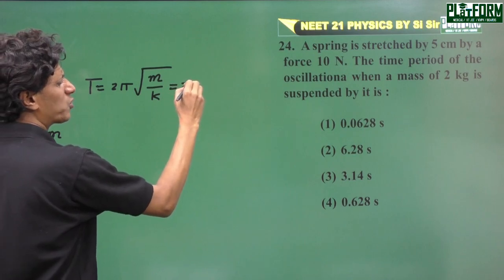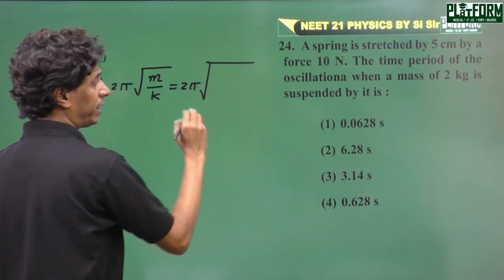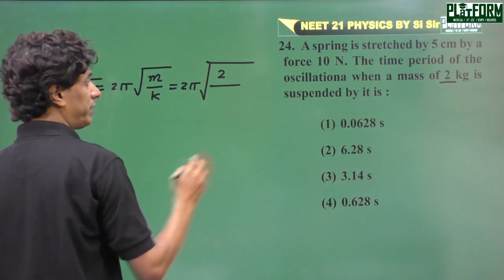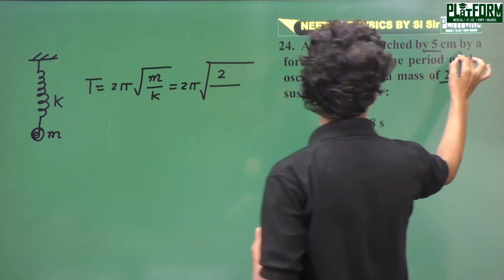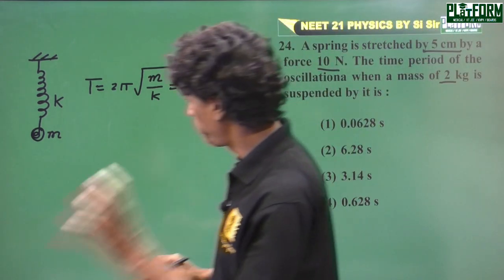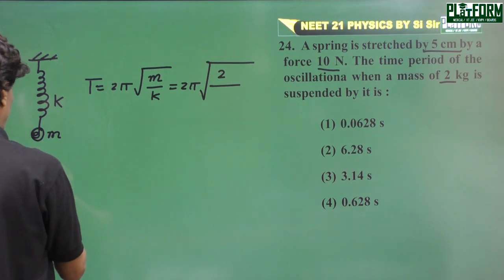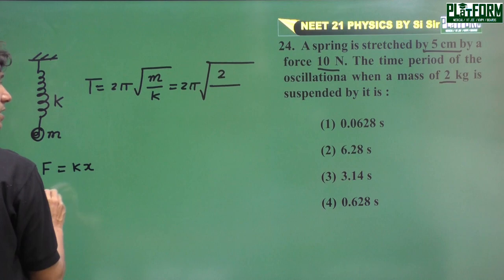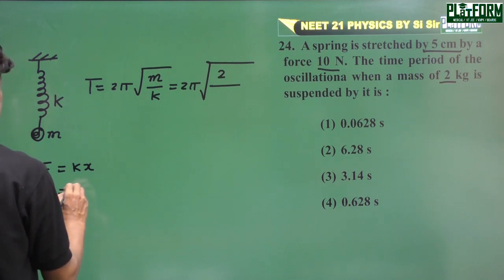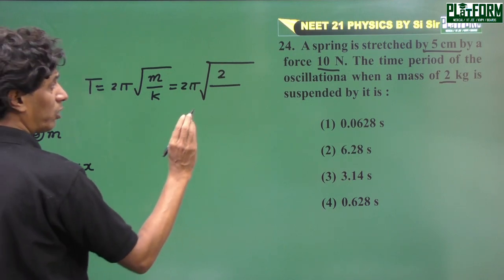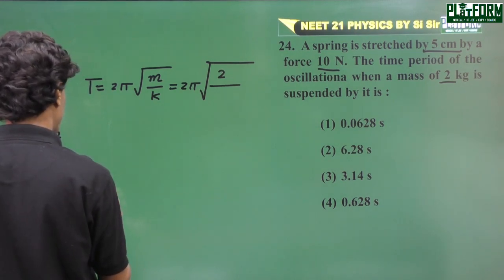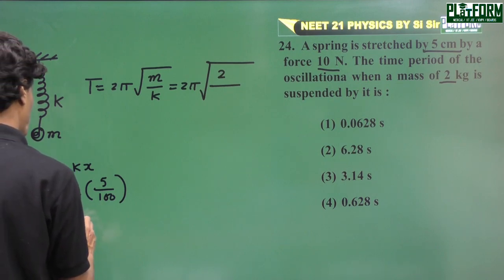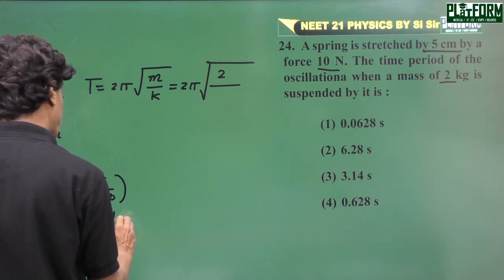And we need the value of k. Value of mass is 2 kg, but the value of k you can find from 5 cm and 10 Newton. Simple question, F equal to kx, and the value of F is given, it is 10 Newton, and we have to find out the value of k. x is 5 by 100, and the value of k is 200 Newton per meter.